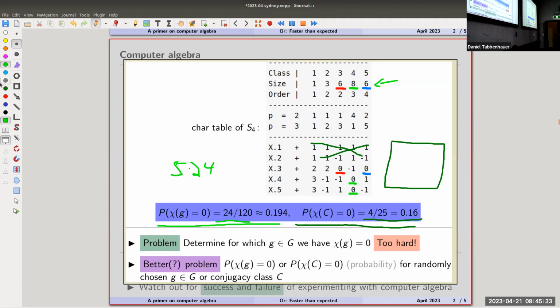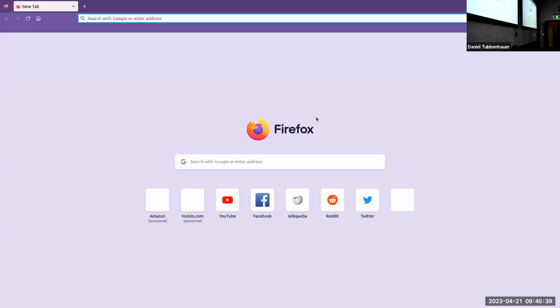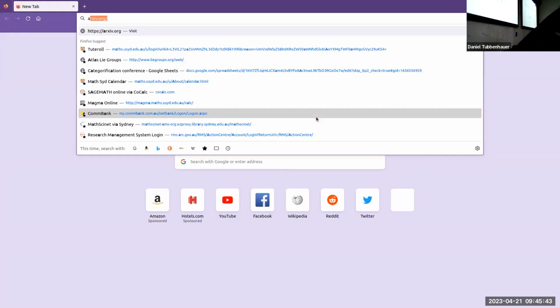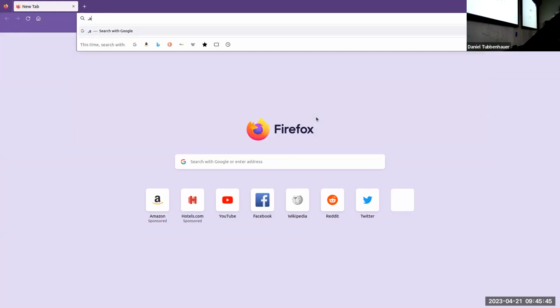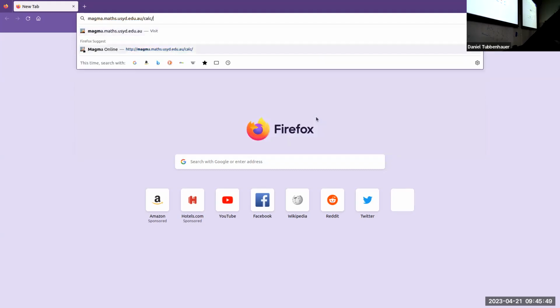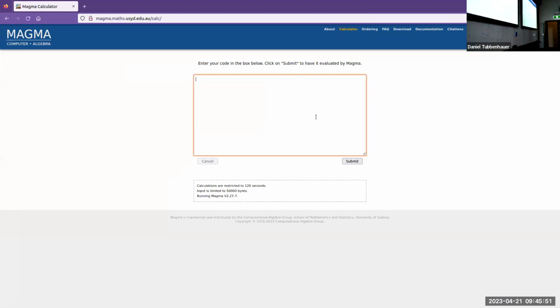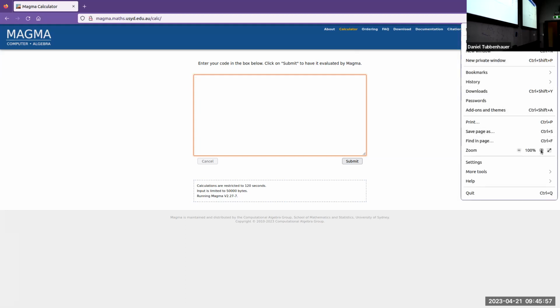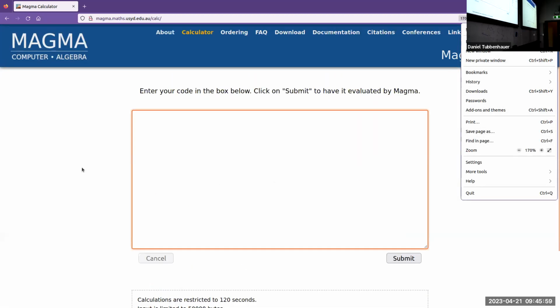So let me just start Magma. Magma is absolutely fabulous and it's still developed here at the University of Sydney. You can easily run it. If you're very lazy like me, you don't even need to install it. It has an online calculator. So again, you can save a lot of time.